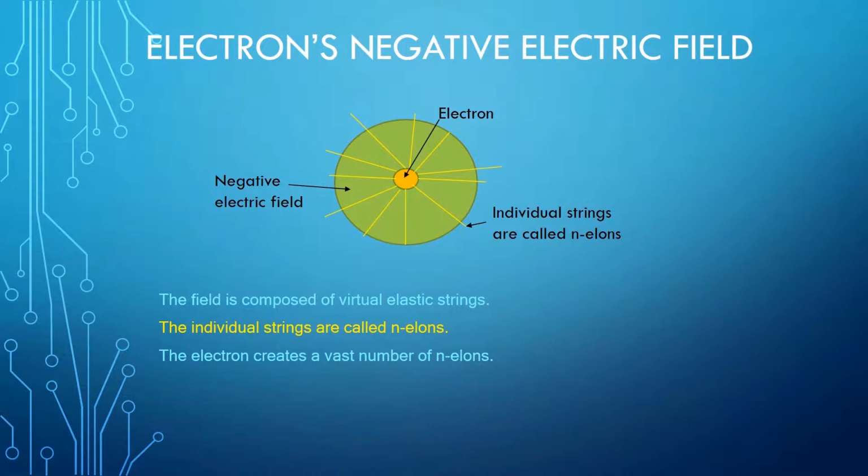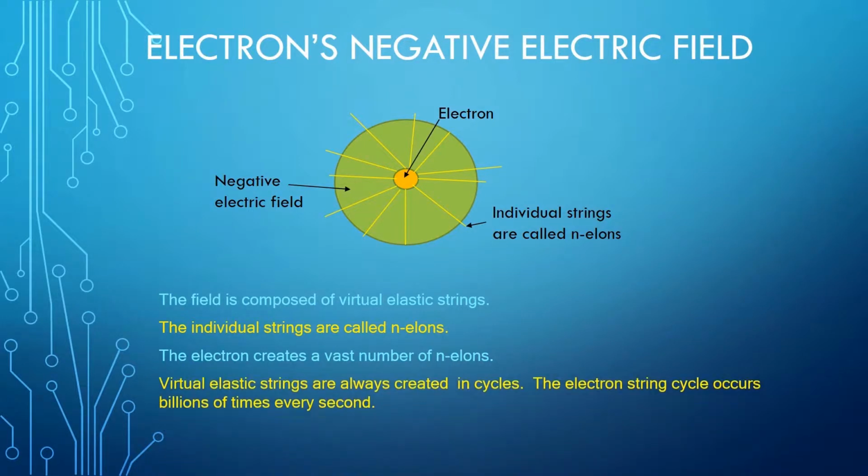Another important concept is this: the electric fields about an electron are not constant. Namely, virtual elastic strings are always created in cycles. The electron string cycle occurs billions of times every second. There is a time when the electron is creating strings and a time it is retracting those strings back to their source. This virtual elastic string cycle is repeated over and over billions of times every second. This causes diatomic molecules to pulsate rapidly as they separate and then snap back together.